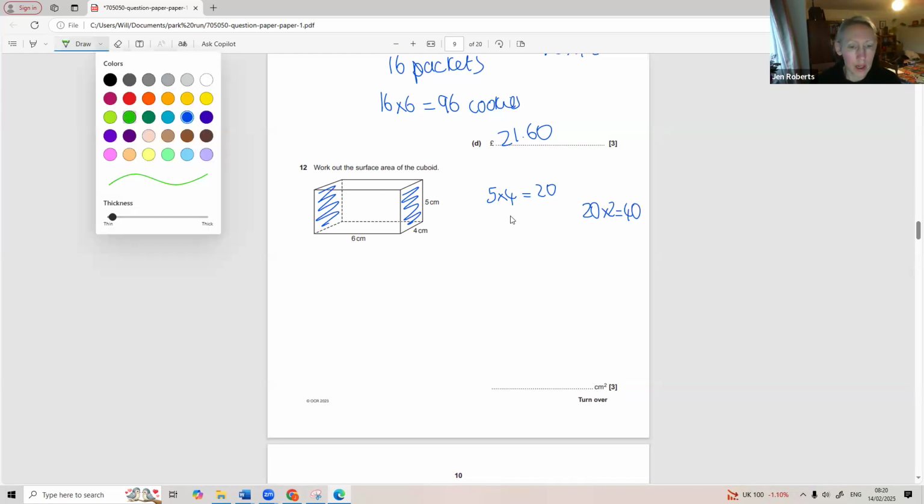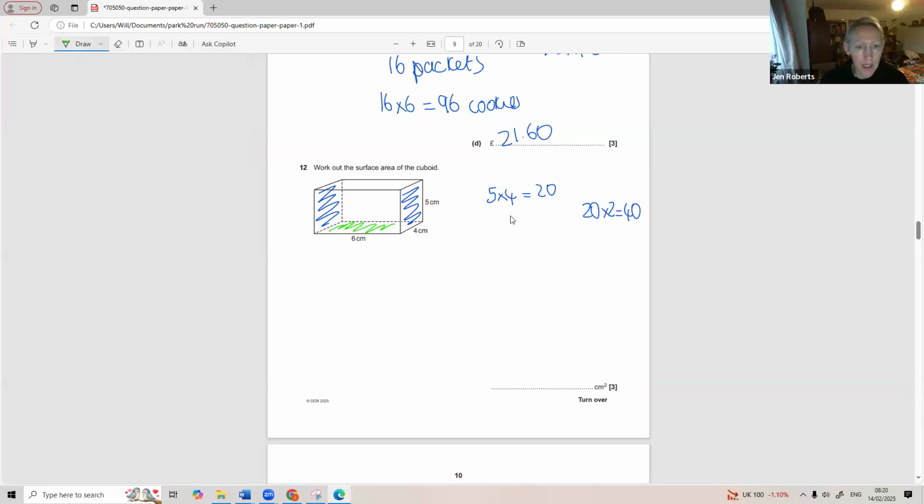Let me choose a different face now. I'm going to use this bottom face here, which is also a rectangle. Area of this bottom rectangle, 6 times 4 is 24. That's exactly the same as this face here. I'm going to times that by 2.